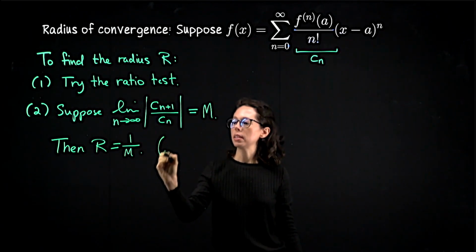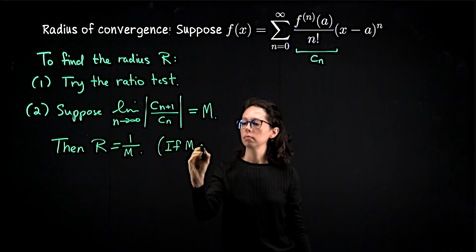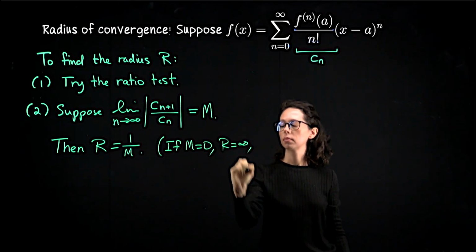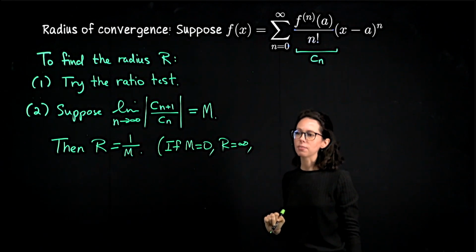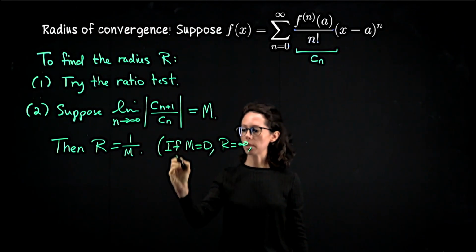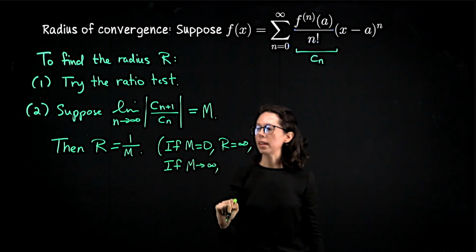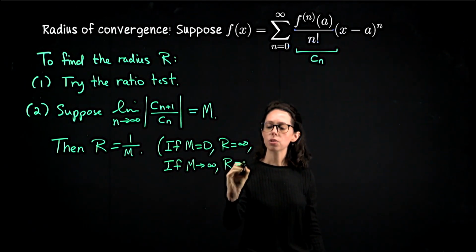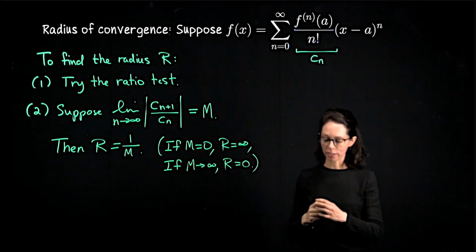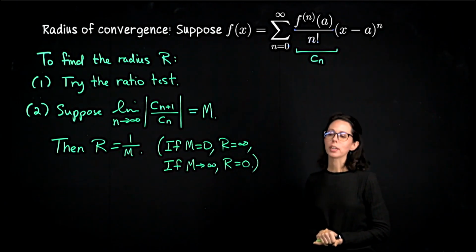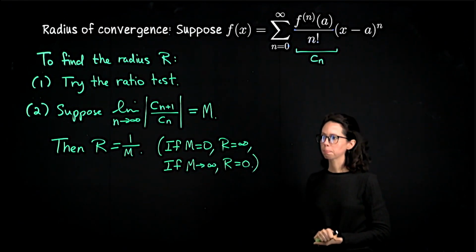So if m is 0, the radius is infinite. If m is infinity, so if this limit blows up to infinity, then the radius is actually 0, and that's usually a Taylor series that we're not so interested in, because we're looking at functions which are nicely differentiable on an interval, but I'll mention it here.